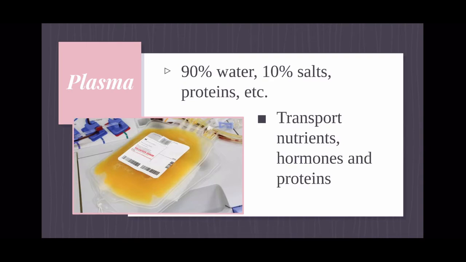So plasma, you might not know what plasma is in relation to your blood, but it is that yellowish liquid in the bag you see on this slide. It's made up of 90% water and about 10% salt and proteins. It's what makes your blood fluid. And this is the part of the blood that has the function of transporting nutrients and hormones and proteins throughout the body. So any nutrients that your digestive system is absorbing from the food that you are eating is going to be transported throughout the body via the plasma.